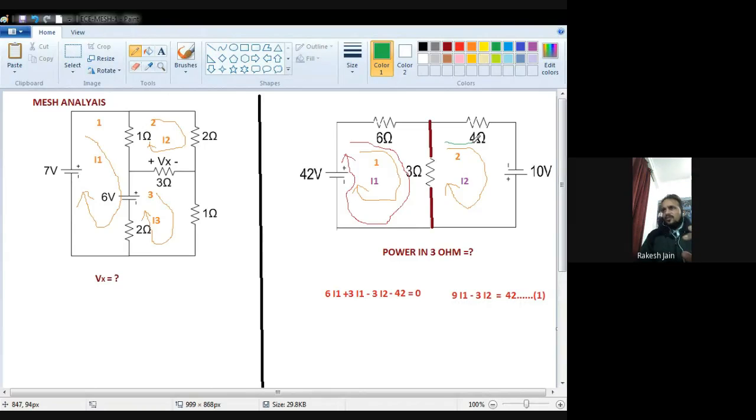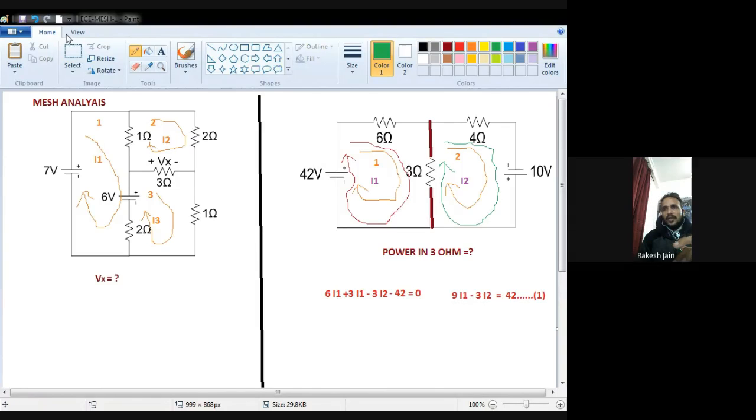So first 4 ohm resistance, then the battery negative comes first, whose value is 10 volt. Polarity negative comes first, so I write down minus 10. Then there is nothing. Then 3 ohm resistance. Now my current is I2, so plus 3I2, but the current I1 also passes through 3 ohm in opposite direction, so minus 3I1.